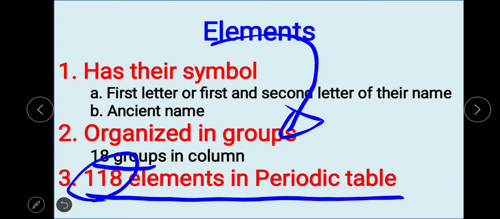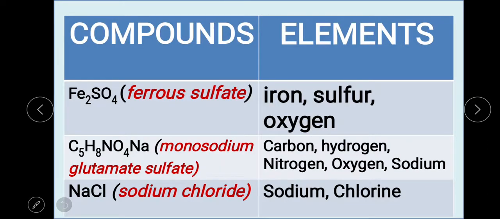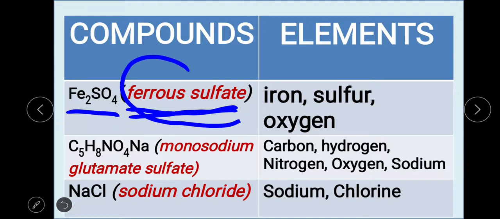Next, what about compounds? As simple as that, I'm going to show you examples of compounds. First, we have here the ferrous sulfate. Now, ferrous sulfate is the name of the compound, and its chemical formula is this, Fe2SO4. Now, what I want you to see is this. What are the component elements of this compound, ferrous sulfate? What is this ferrous sulfate made of?